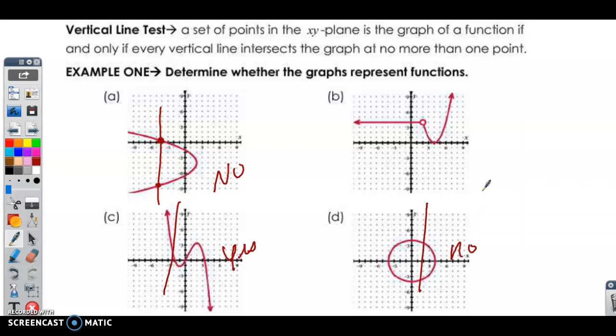Now let's look at this one. This is a function because if I were to draw, you don't have to worry about the hole. I can't really draw a line there because there's no graph there. So if I read the definition here, a set of points in the xy plane is the graph of a function if and only if every vertical line intersects the graph at no more than one point. Okay, well there's no way to intersect a point at that vertical line.